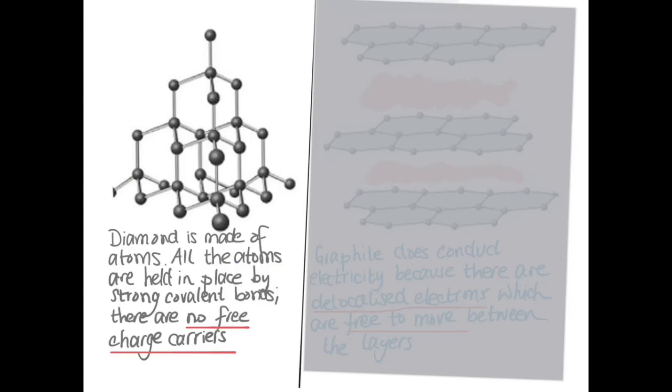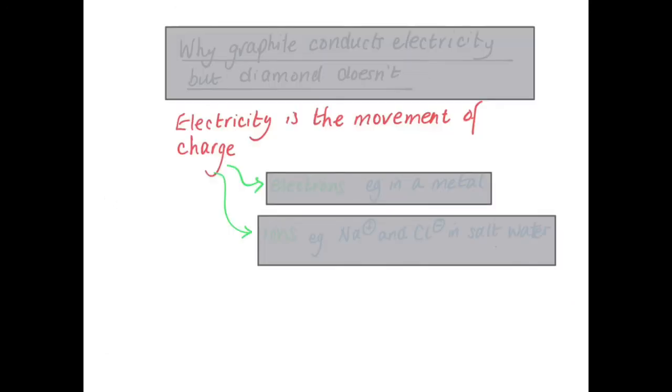That's different to diamond. So diamond is made of atoms. All the atoms are held in place by strong covalent bonds. There aren't any free electrons because all the electrons are tied up in bonds. And there aren't any ions. So graphite conducts electricity because there are free delocalized electrons. But diamond does not conduct electricity because diamond has got no free electrons and no free ions.